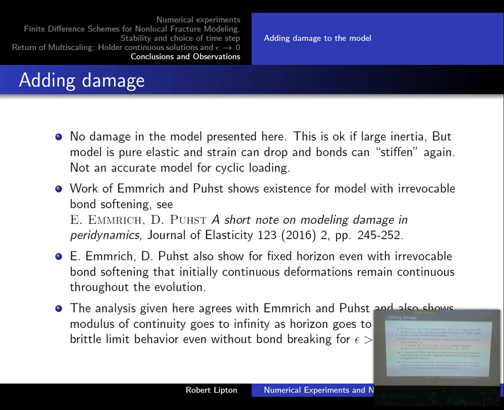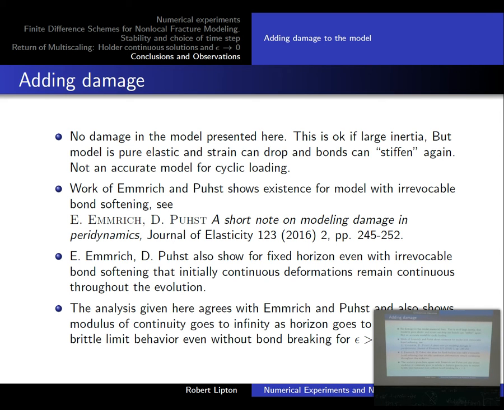Now, the numerical analysis we have here agrees and shows, though I didn't show this, that the modulus of continuity for these Hölder continuous functions actually diverges to infinity as the horizon goes to zero. This motivates, I'm pretty sure, brittle limit behavior even without bond breaking for finite epsilon. So in the limit, you're probably going to see it given bad enough initial data, or if you wait long enough and pose your dynamics over long enough times.